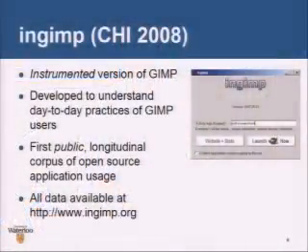OK, so about 3 years ago now, we took GIMP, which is the open source equivalent to Photoshop, and we instrumented it to collect data about how people use the software in day-to-day practice. This is a common practice in the industry. It's very common with web apps, but open source developers don't do this. They haven't done it in the past, and so they don't really have a clear understanding of how their software is used in the wild, and we wanted to provide that information to them.